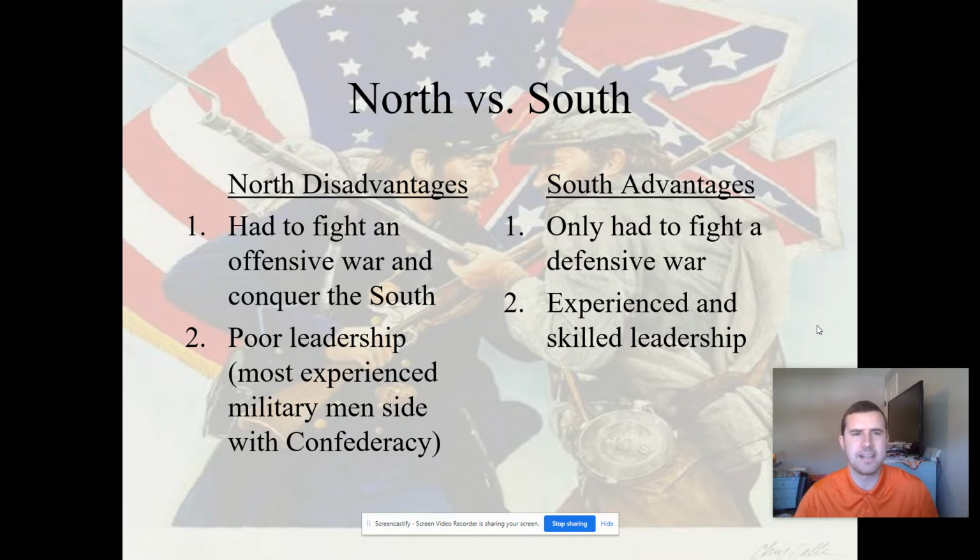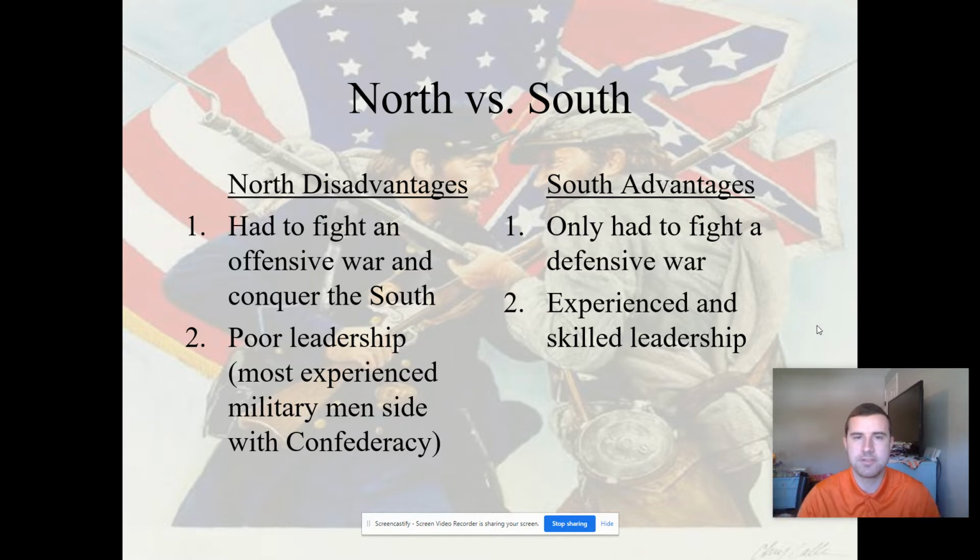The North had to fight an offensive war, which again is a disadvantage because they're going to have to invade the South to attack. And we know in many wars, the defender has an advantage because they can hunker down and hide behind walls and cannon fire and all these things. That's going to make it hard to be on the offensive. Also, during the Civil War, we know that the North has very poor leadership. They're going to cycle through general after general during the entire war before they can find one that sticks and that they're very confident in that they can eventually win the Civil War.